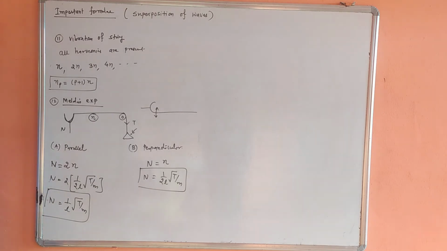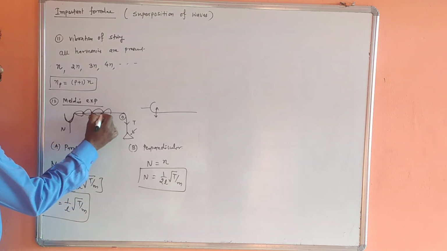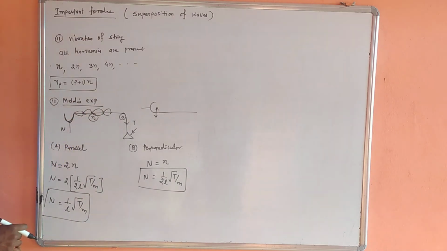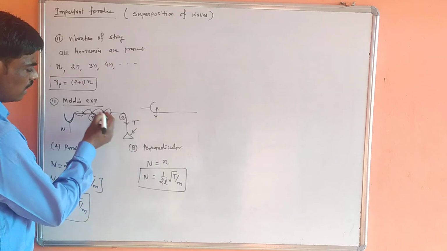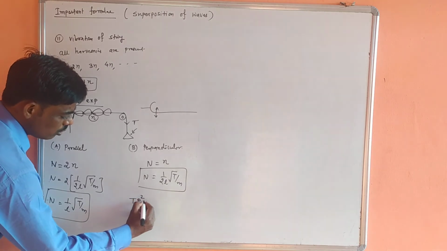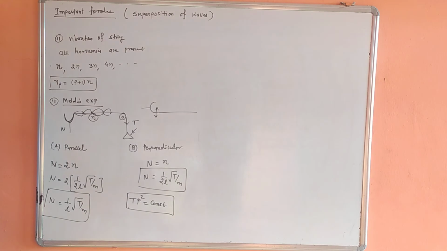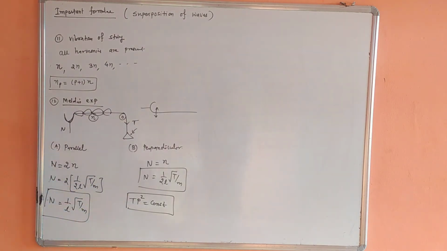So one more important aspect is how many loops are formed on the string. Distinct loops are created here. So there is an important relation between the tension created on the string and the number of loops. That relation is T p square is equal to constant. Remember this, T p square is equal to constant. A problem may be asked on this formula, T p square is equal to constant.